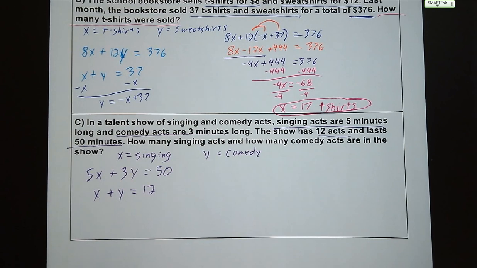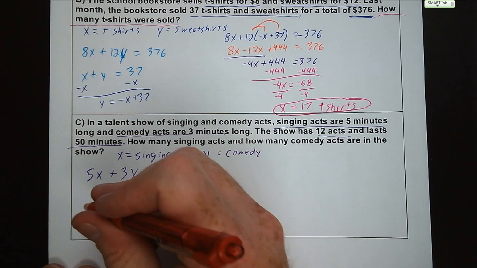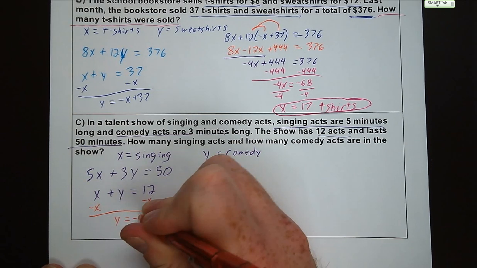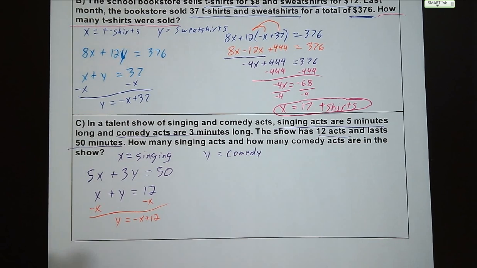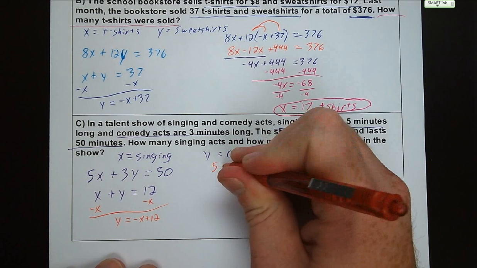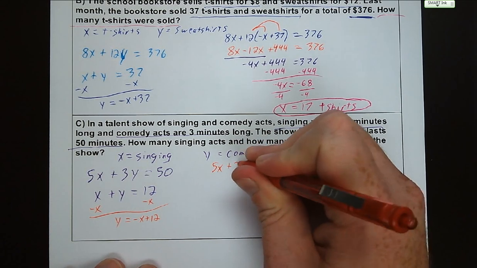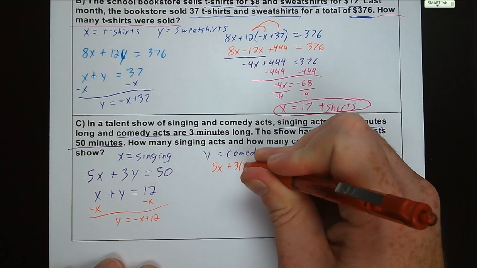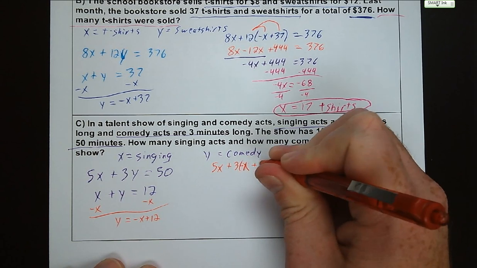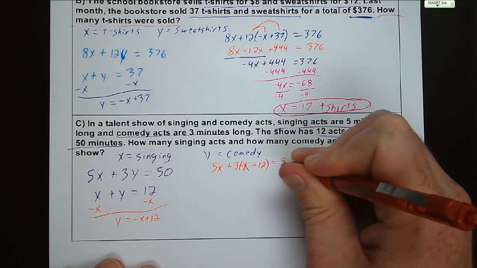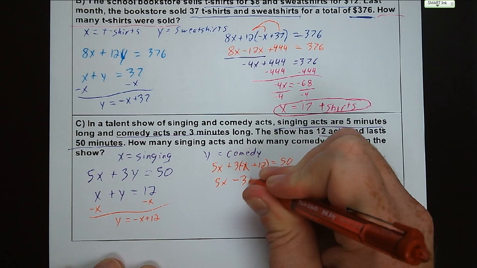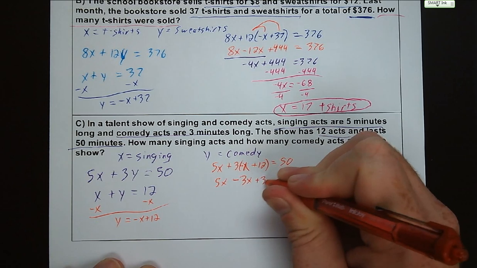So we can solve this for y. We're going to subtract x from both sides. Y equals negative x plus 12. We can substitute that into our original equation. So we have 5x plus 3 times the quantity negative x plus 12 equals 50. So 5x minus 3x plus 36 equals 50.